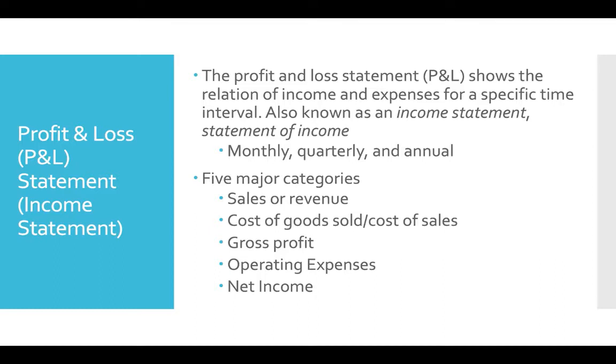The bottom line of the P&L, or the income statement, shows the company's net earnings or losses. In other words, it tells you how much the company has earned or lost over the period. The five major categories that you'll see on an income statement are the sales, also known as revenue, the cost of goods sold or cost of sales, gross profit, operating expenses, and net income.